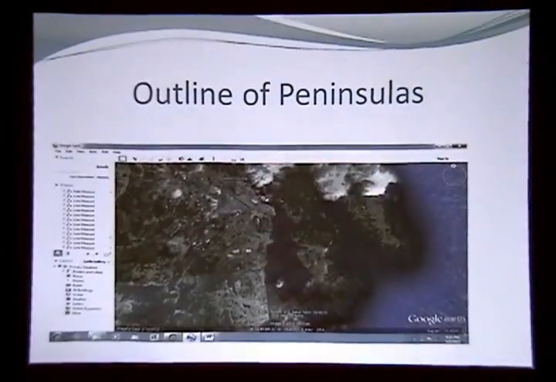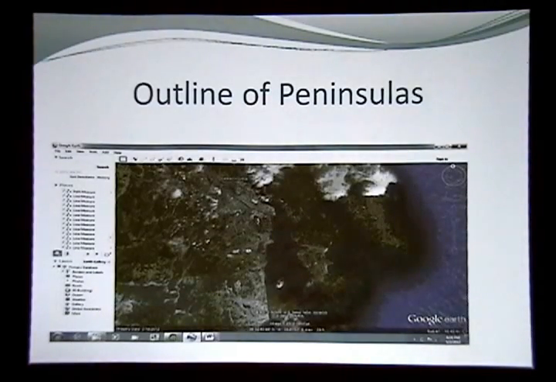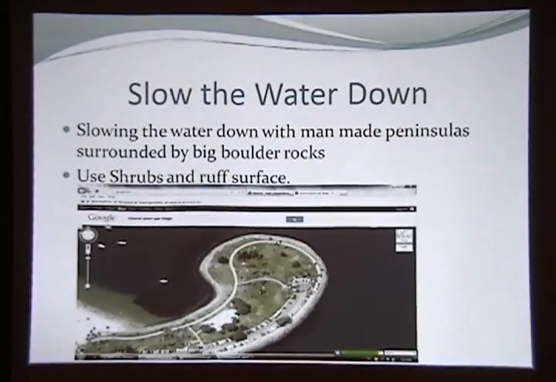Now that the water is lower, it's going to be faster, and we're going to slow it down. We're going to slow it down by incorporating those man-made peninsulas, and those peninsulas are going to have rough surfaces, and they're going to be surrounded by large boulders, and we're going to use shrubs in the water, which are also going to help slow the water down.